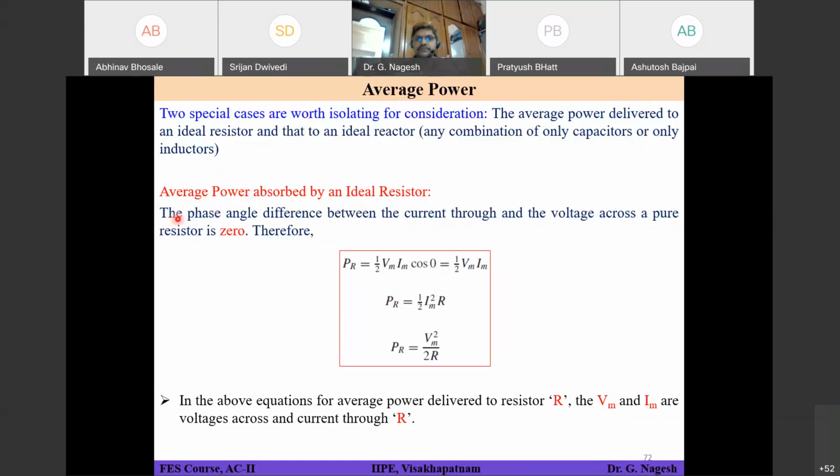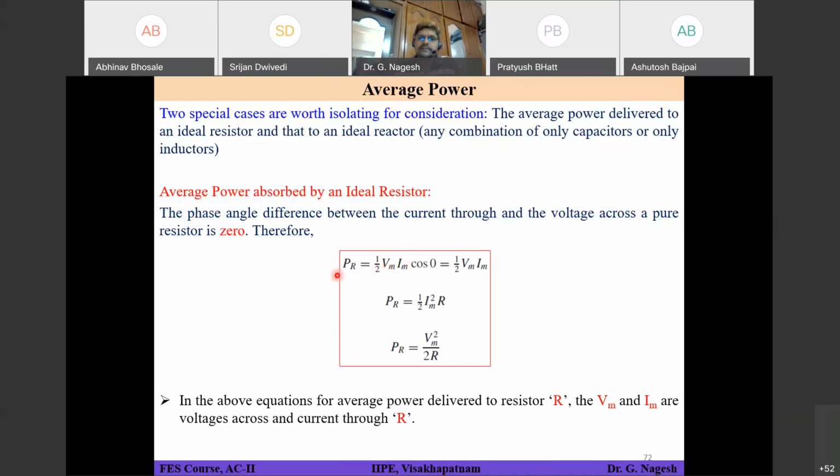Okay, so what happens in that scenario? The phase angle difference between the current through and the voltage across a pure resistor is 0. You know that, no? So if you are considering only a resistor, the phase angle difference between the voltage across the resistor and current flowing into the resistor will be 0. So what happens in that case?